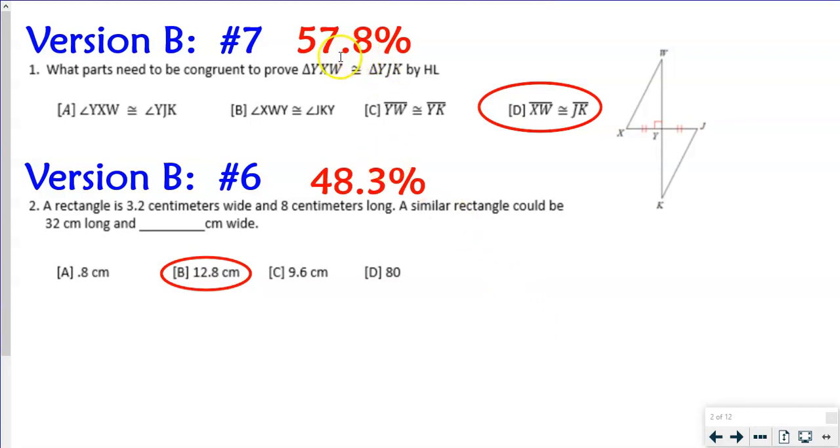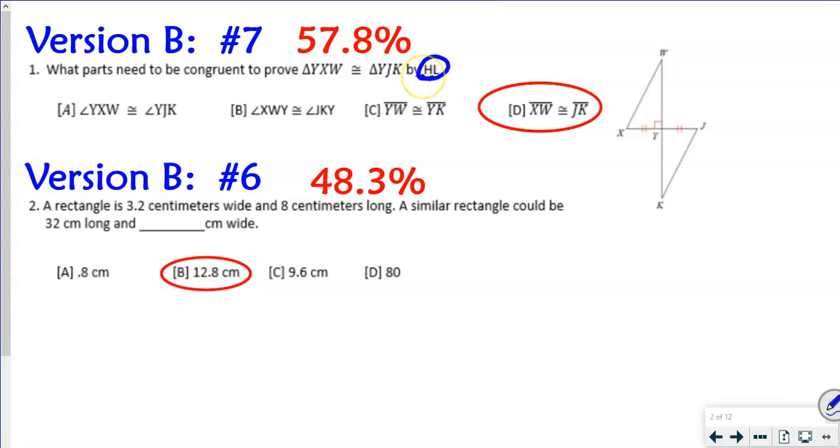57.8% on number 1 and 48.3%. So we're going to actually talk through how to do these problems. Okay, so the first one says what parts need to be congruent to prove that YXW is congruent with YJK by hypotenuse length.